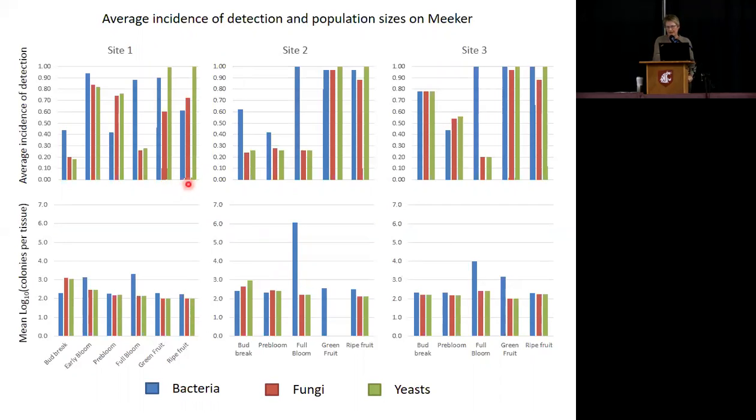This had the lowest incidence of detection, but between 50 to 60% of the samples had bacteria, between 60 and 70% had fungi, and almost every sample had yeast. And we see in these other 2 Meeker fields similar patterns where almost everything had culturable bacteria, yeast, or fungi.